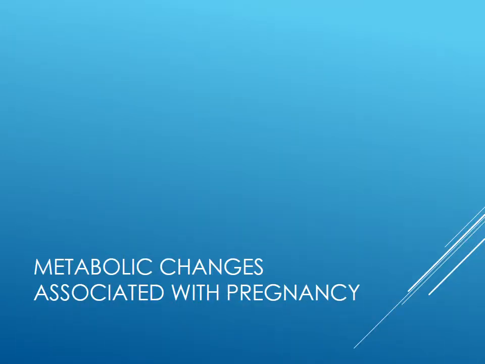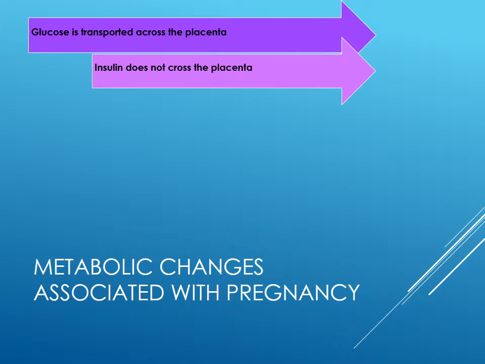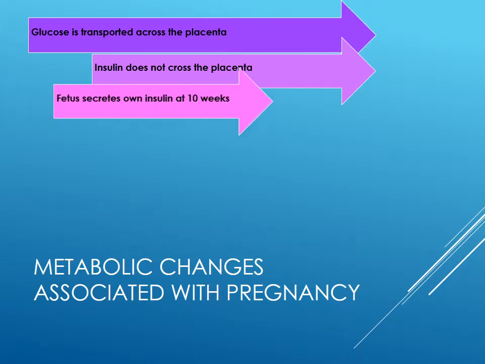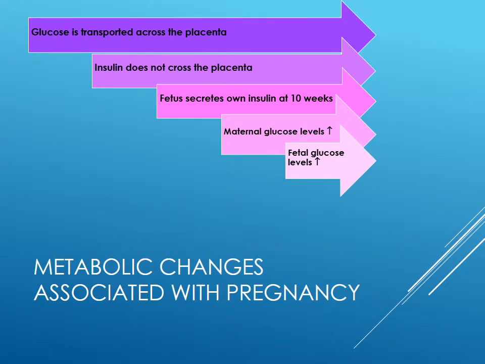During pregnancy, there are complex alterations in maternal glucose metabolism, even in a normal pregnancy. These adjustments in glucose metabolism allow for adequate nutrition for both the mother and the baby. The fetus receives glucose from the mother as glucose is transported across the placenta. However, insulin does not cross the placenta. Around the 10th week gestation, the fetus secretes their own insulin. When maternal glucose levels rise, fetal glucose levels rise, resulting in an increase in insulin secreted by the fetus.